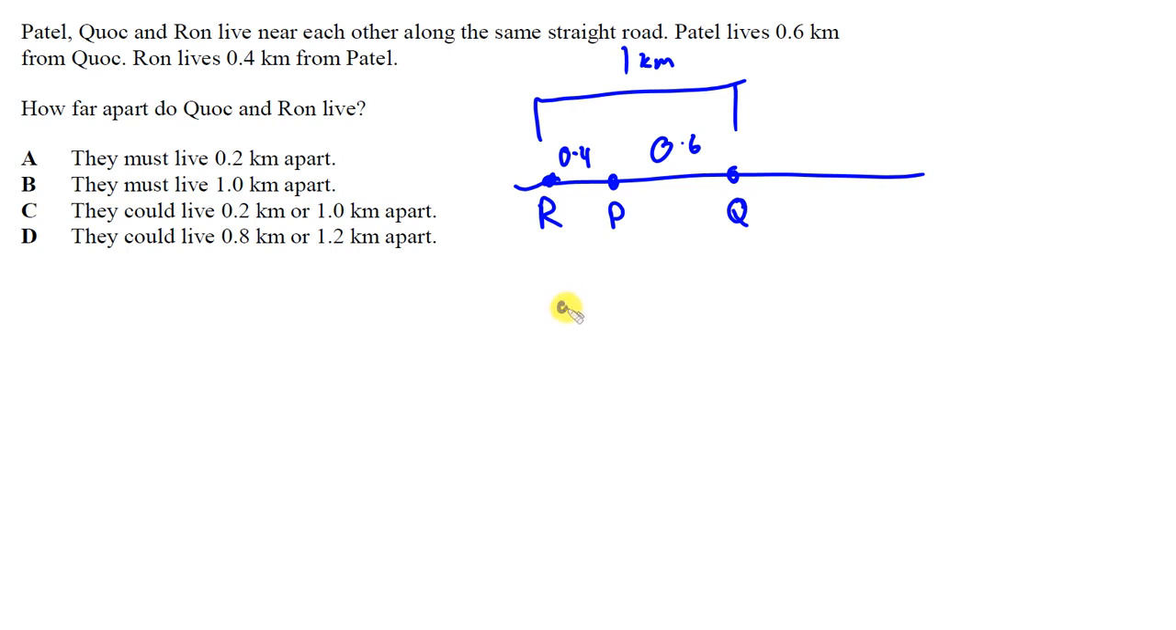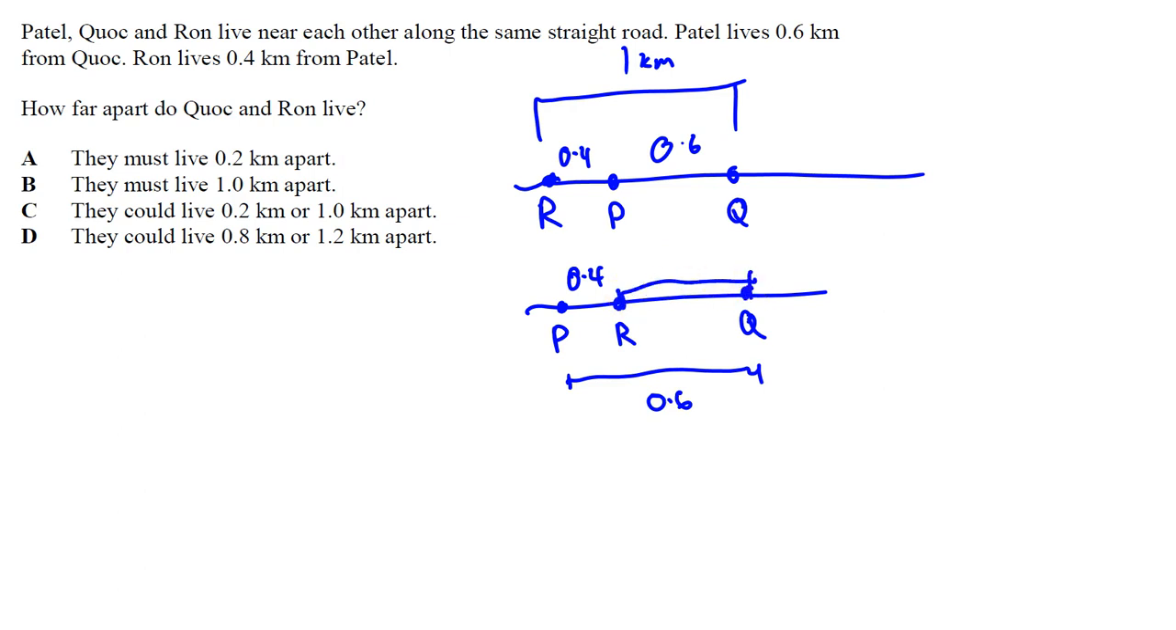However, if Patel was here, Ron was here, and Kwok was here, 0.4, and Ron lives like so. This distance here would be 0.6 minus 0.4, which is 0.2. Therefore, the answer is C.